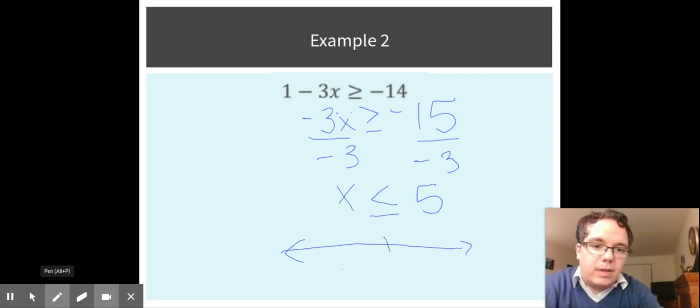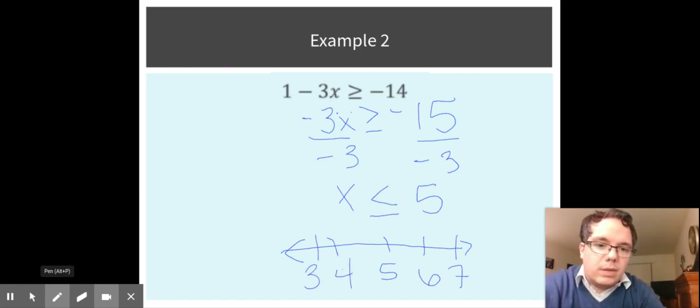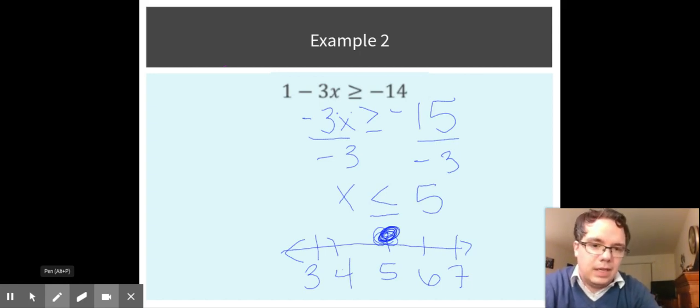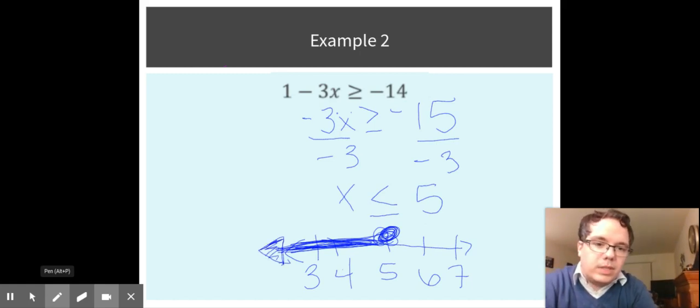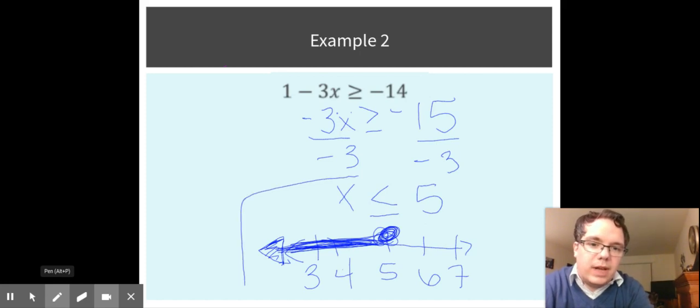So I'm going to put 5 in the middle, 6 and 7, 4, 3. So I'm going to put a closed dot on 5 because I can plug in 5 here and get a true statement and check each side. Is 4 less than or equal to 5? It is. Is 6 less than or equal to 5? It is not. So again, it looks like we're shading to the left. And so we want numbers that are smaller than or equal to 5. So that's all the numbers in the left-hand direction.